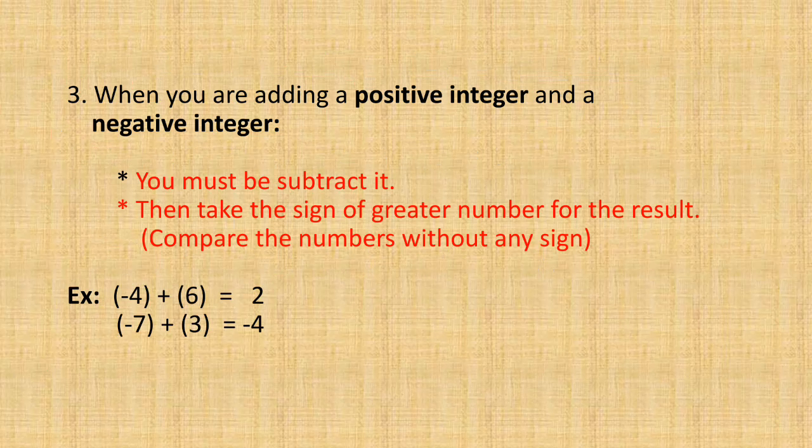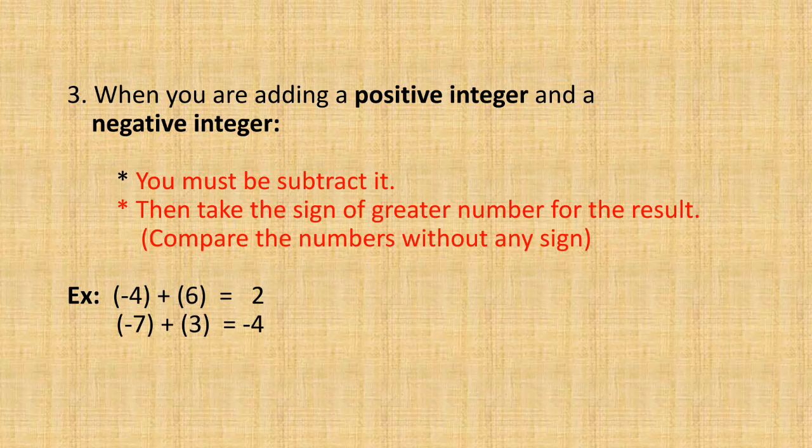See the example. Minus 4 plus 6. Minus 4 is a negative integer. 6 is a positive integer. So you have to subtract: 6 minus 4, you will get 2. Now consider only the numbers 4 and 6. Which is the highest? Yes, 6 is the highest. 6 is a positive integer, so we take the sign plus: plus 2. First step, 6 minus 4, you will get 2.